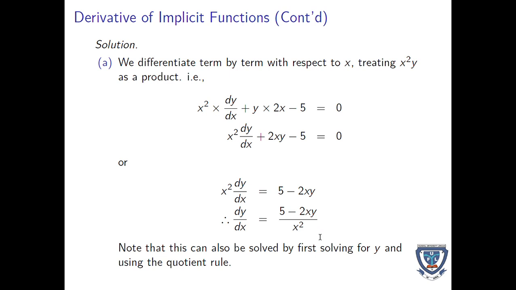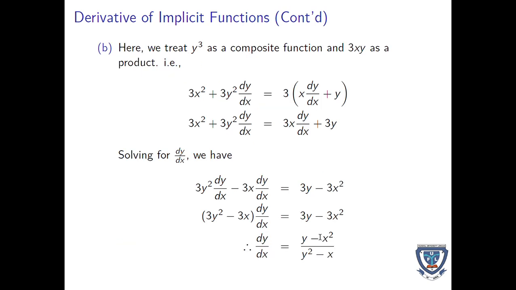rule. Okay. Now for B, here we treat y raised to power 3 as a composite function of 3xy. That's a product, that is 3x squared plus 3y squared dy/dx will be equal to 3 in bracket x dy/dx plus y when you factor out, and just the same method, you make dy/dx the subject, and you're going to have y minus x squared all over y squared minus x.